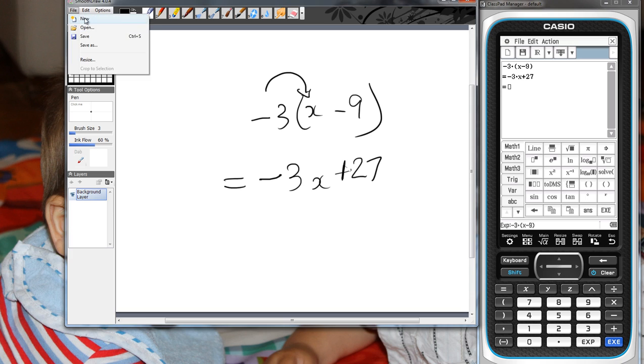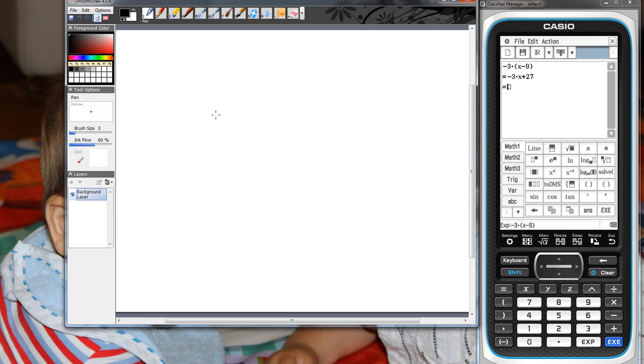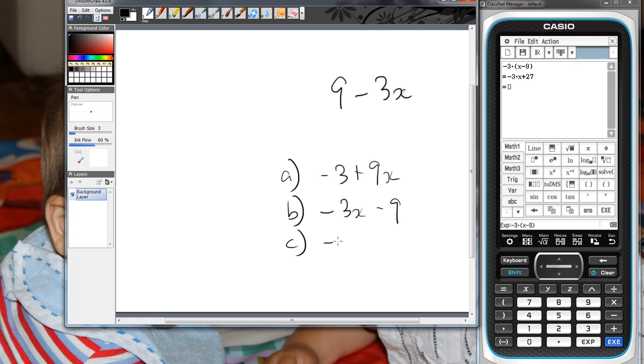Sometimes it might be a case of a question. So just say you came up with an answer of 9 take 3x, and this was a multi-choice question, and you were looking for your multi-choice answer that matches 9 take away 3x. And there was an A response of negative 3 plus 9x. There was a B response of negative 3x take 9, and there was a C response of negative 3x plus 9.